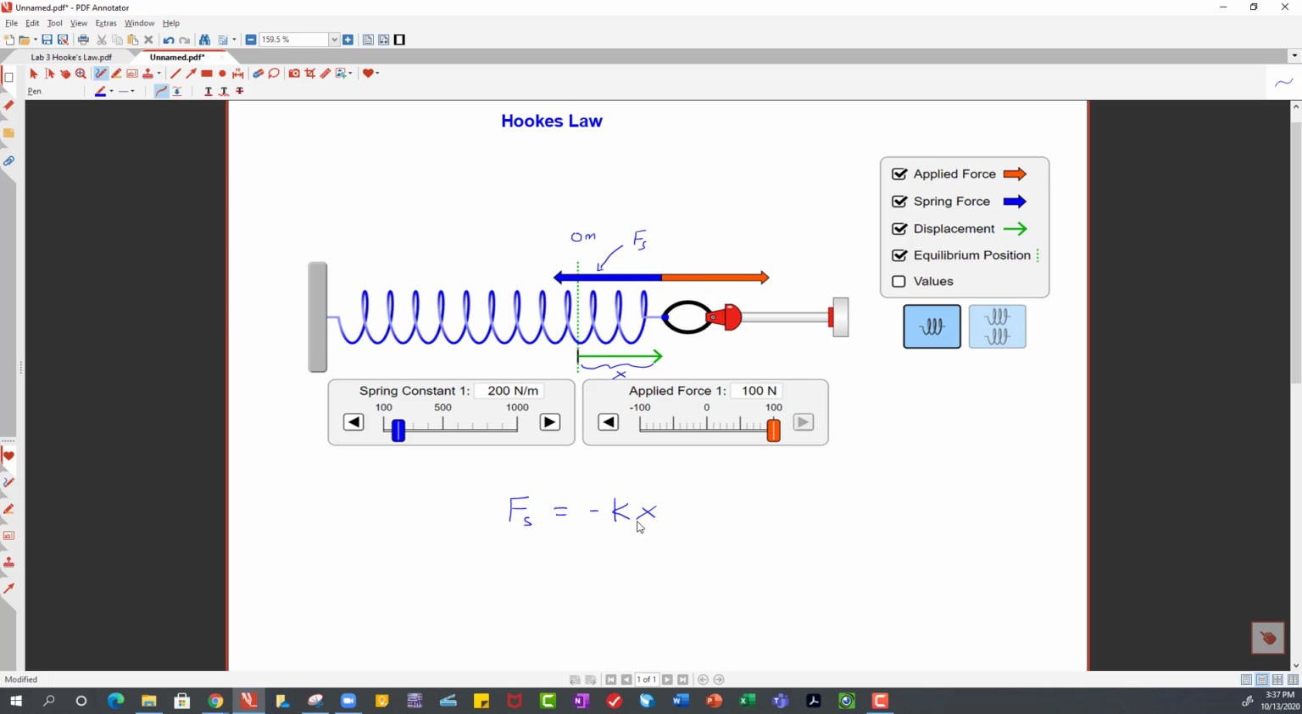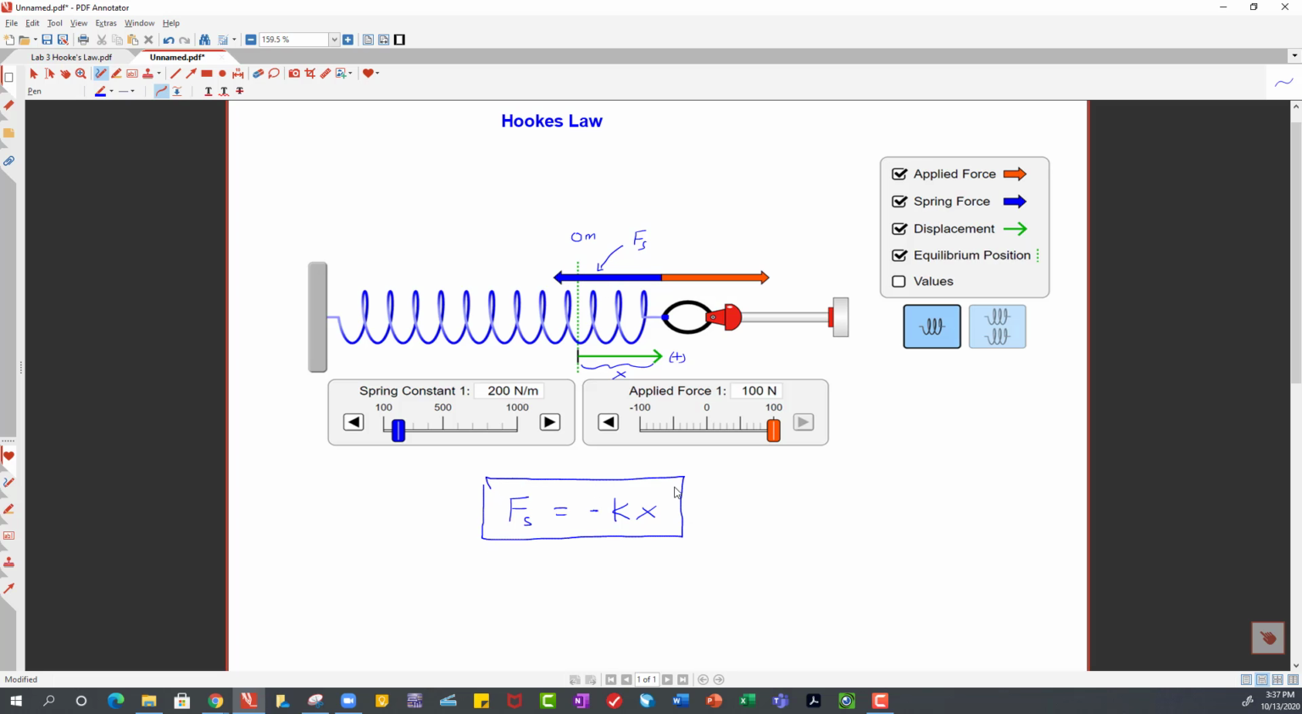is equal to the distance displaced times the spring constant, and the force acts in the negative direction of the displacement. So the displacement vector is positive in this direction, and the force acts in the opposite direction, so it's negative. And that's the basic equation.